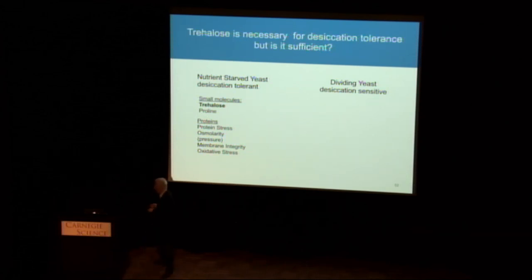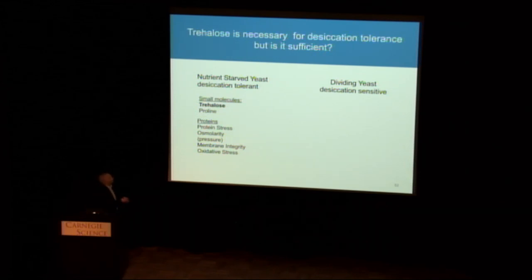So we want to know, okay, we know there are all these stresses that cells suffer when they're desiccated. Is trehalose just dealing with one of those stresses and some of these other molecules deal with the other stresses? Or is trehalose some kind of magic molecule that can really make things tolerant? It's a magic reagent that deals with everything.